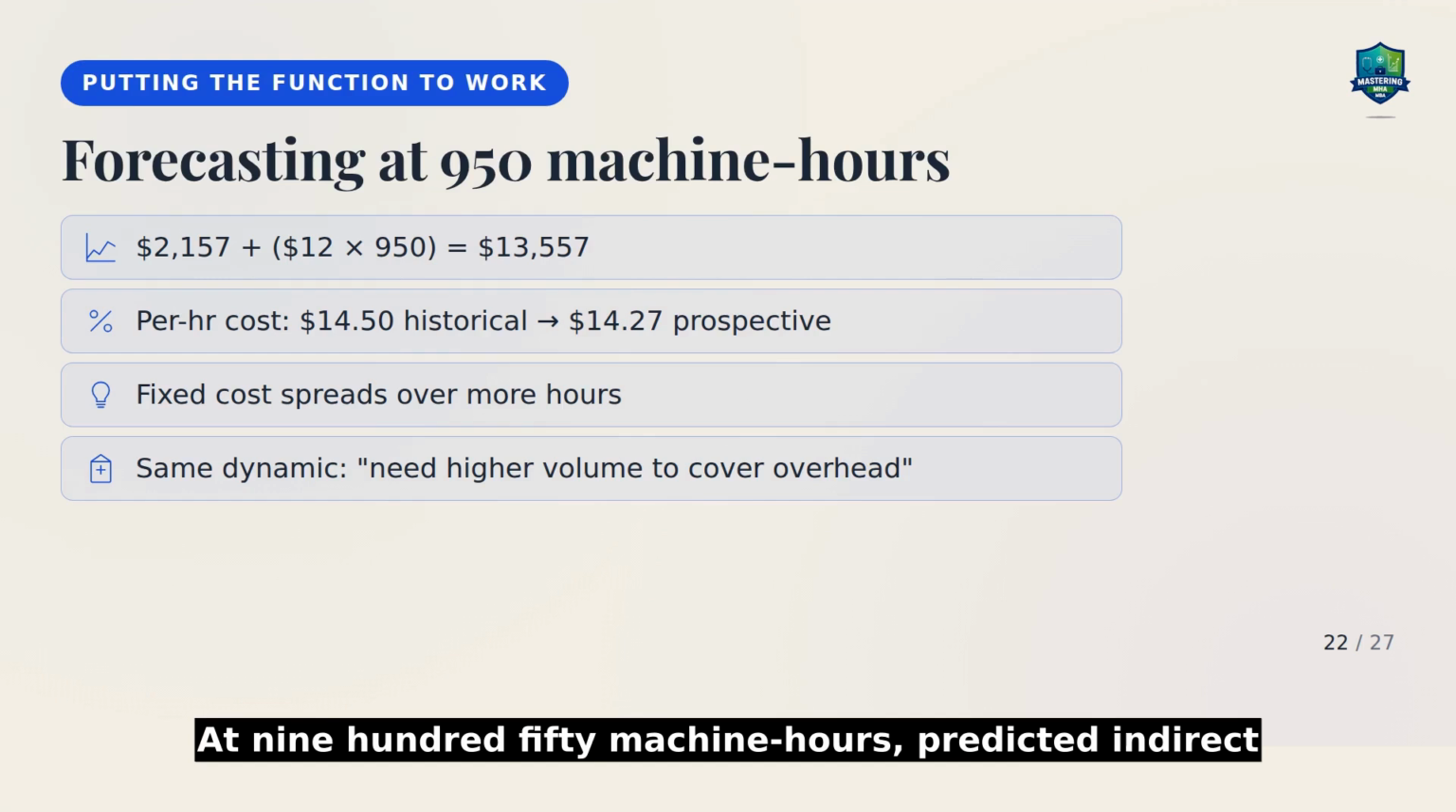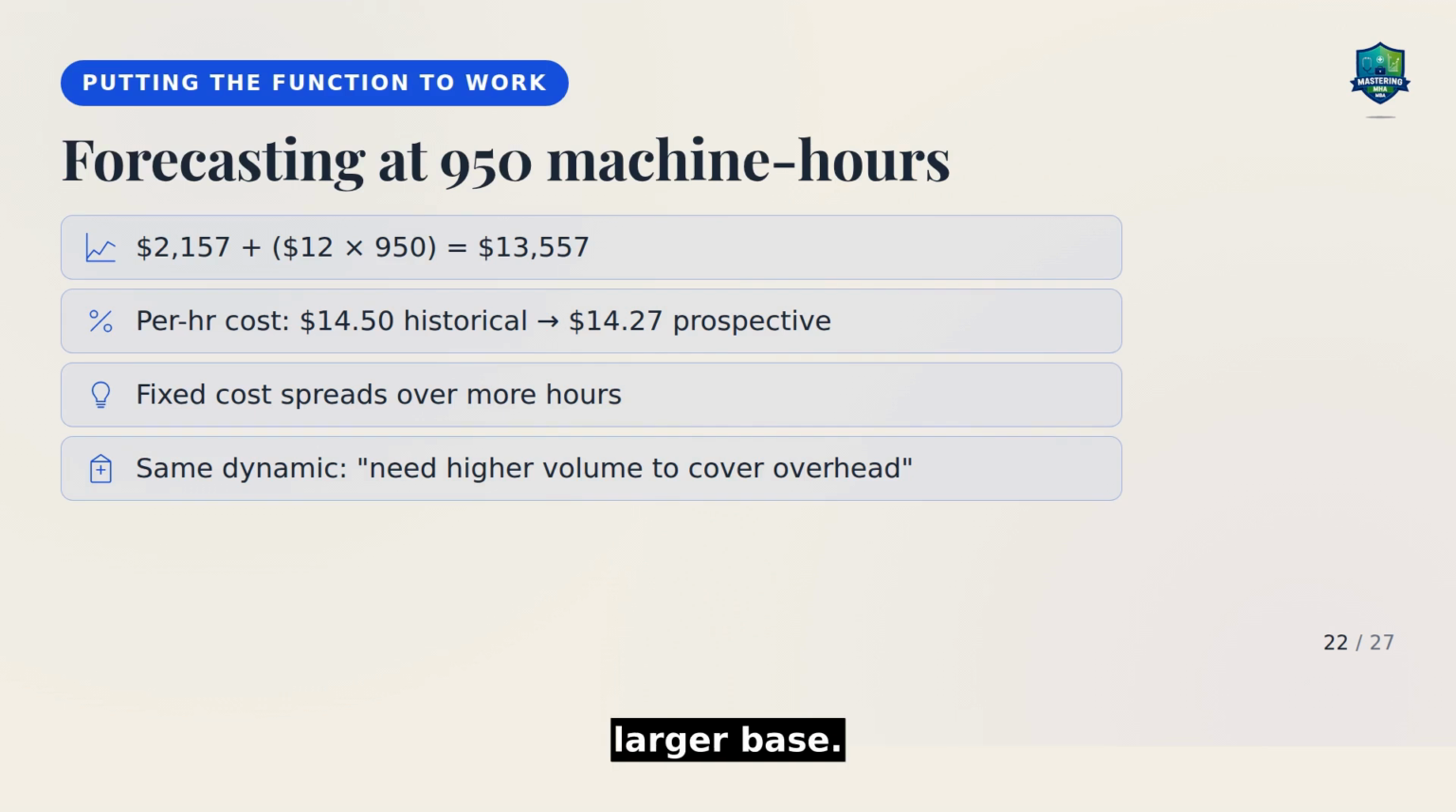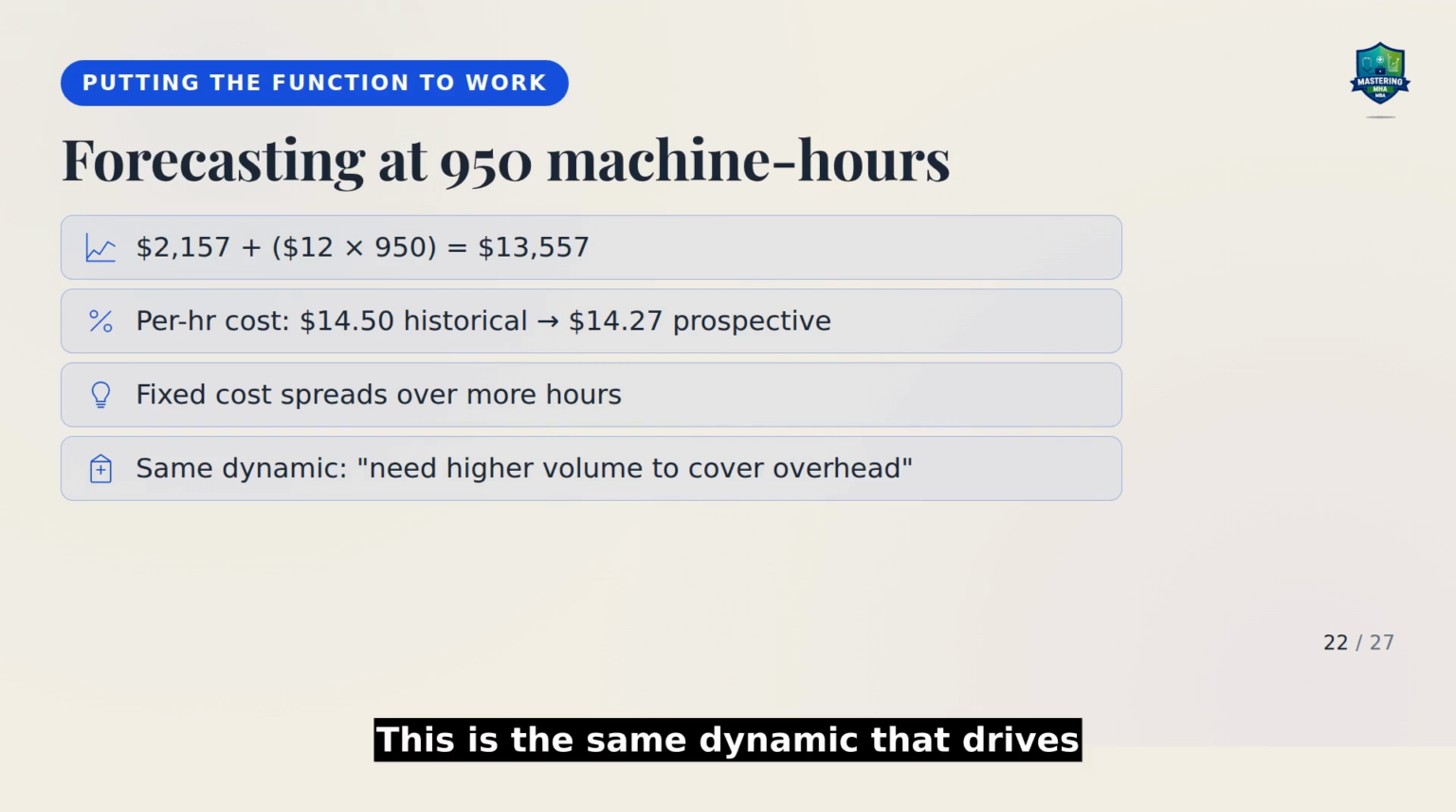Use the function to forecast. At 950 machine hours, predicted indirect manufacturing labor cost is 2,157 plus 12 times 950, $13,557. Notice the per machine hour cost falls from $14.50 historically to $14.27 prospectively. That's the fixed cost spreading over a larger base. This is the same dynamic that drives every "we need higher volume to cover overhead" conversation in healthcare.